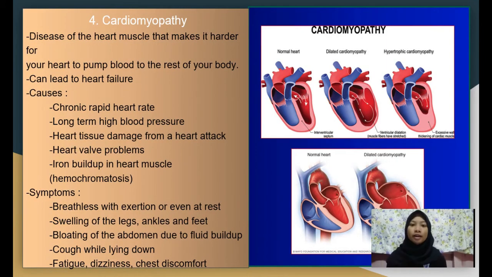So the last one is cardiomyopathy. It is a disease of the heart muscle that makes it harder for your heart to pump blood to the rest of your body. It can lead to heart failure. The causes are chronic rapid heart rate, long-term high blood pressure, heart tissue damage from a heart attack, heart valve problems, and iron buildup in heart muscle, hemochromatosis. The symptoms are breathlessness with exertion or even at rest, swelling of the legs, ankles, and feet, bloating of the abdomen due to fluid buildup, cough while lying down, and fatigue, dizziness, and chest discomfort.